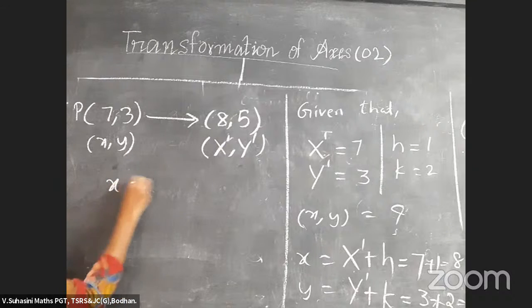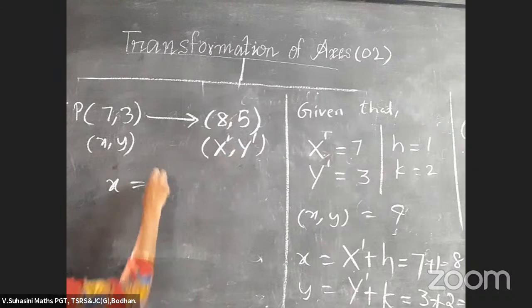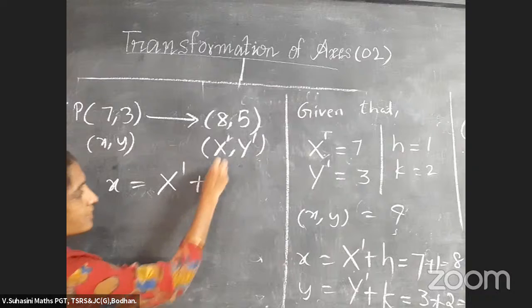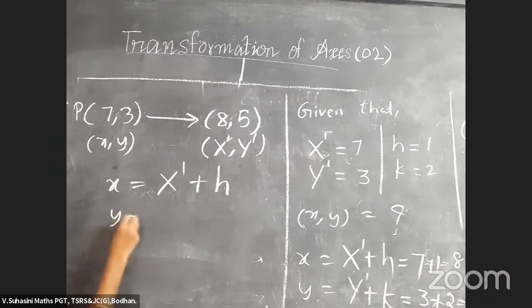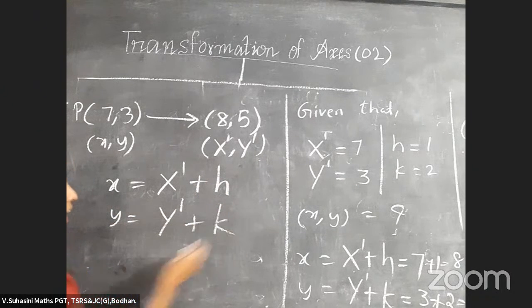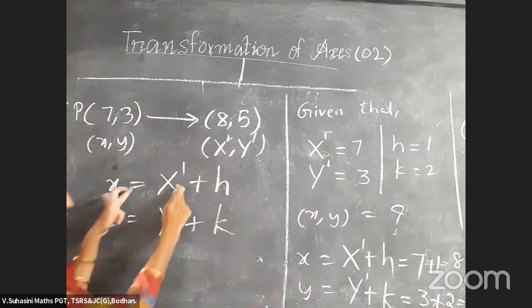Now, what are the formulas? The same formulas apply for any kind of function they ask. Translation of axis: small x is equal to x dash plus h, small y is equal to y dash plus k. I don't write any other formula, only these two formulas.